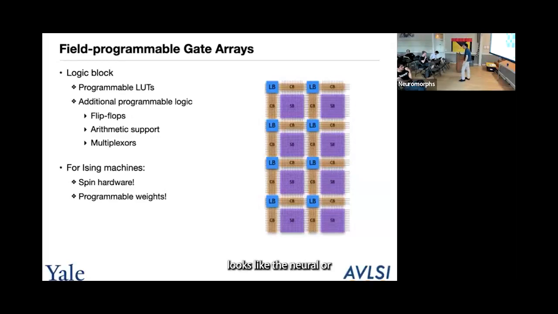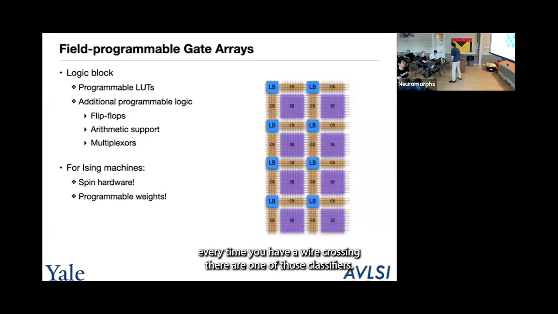So it looks like the Neuromorphic. Or no, it's an FPGA. Yeah, it's like an FPGA. Many more people know what an FPGA looks like than what Neuromorphic is. Every time you have a wire crossing there, one of those crossbars, or SB, I don't know what SB is. Oh, it's the switch block. Switch block, yeah, there's like 10 FETs there, right? 6 if it's a crosspoint.